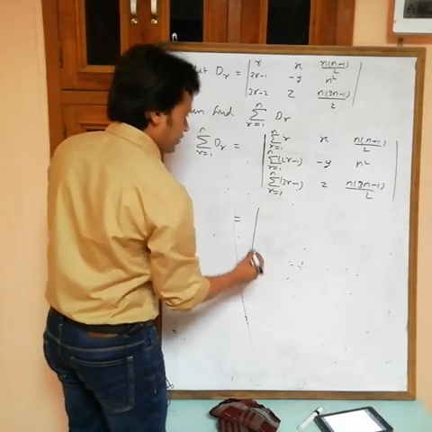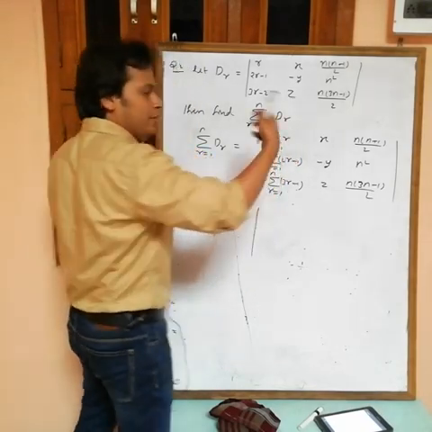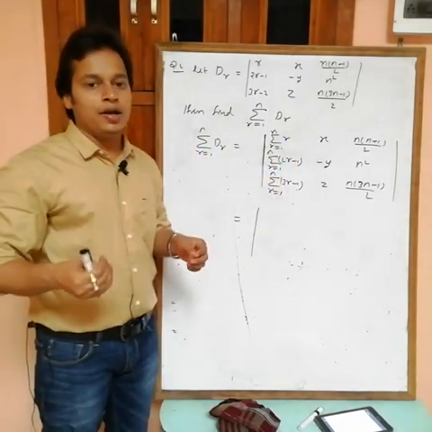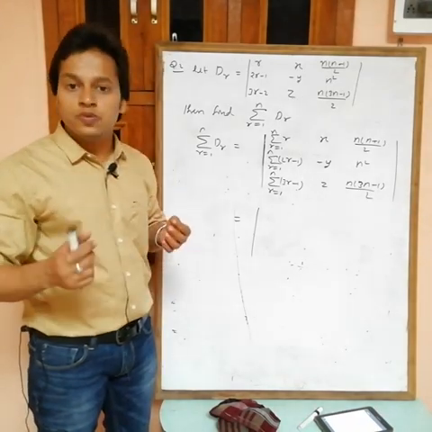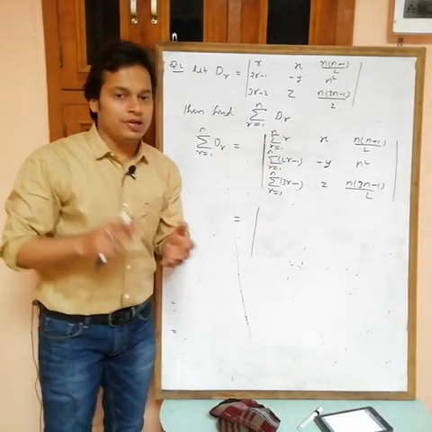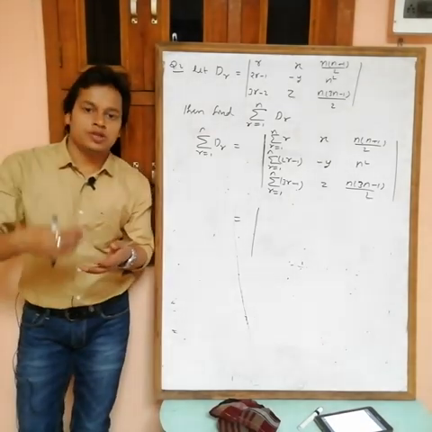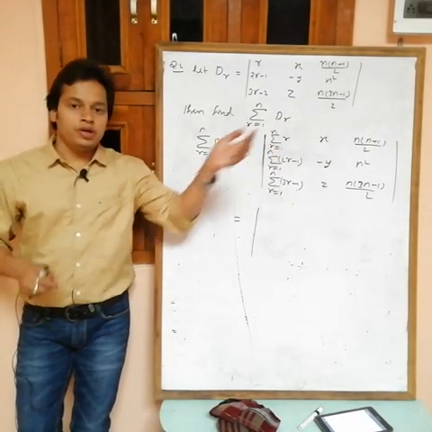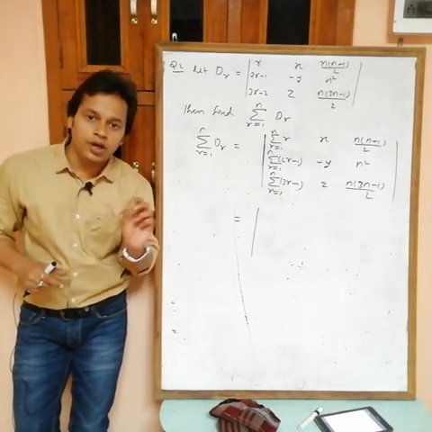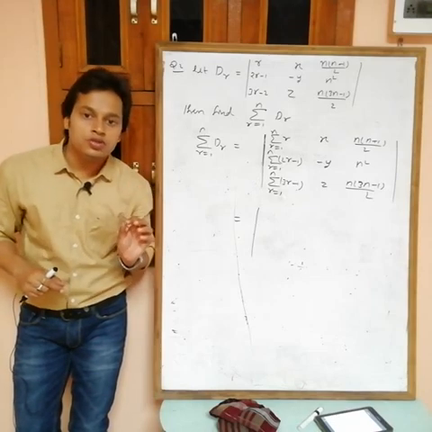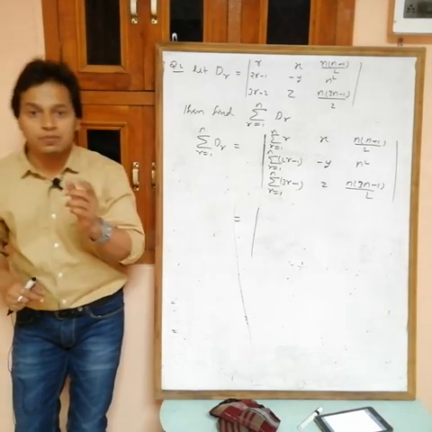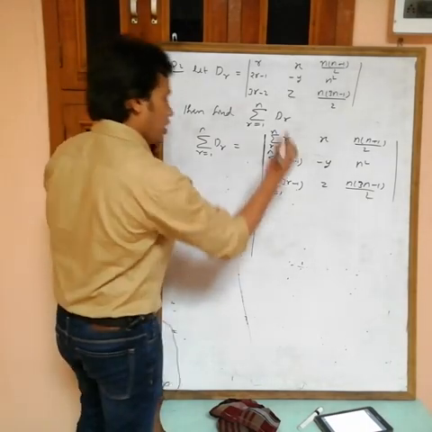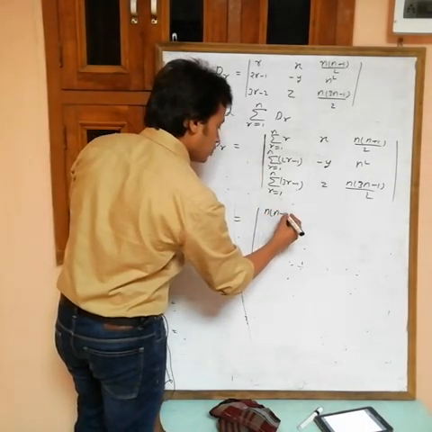Now find the value of this. Sigma r equals 1 to n of r is n into n plus 1 by 2. If you put r equals 1 you get 1, then plus 2 plus 3, so 1 plus 2 plus 3 up to n. The sum of the first n natural numbers is equal to n into n plus 1 by 2. So sigma r is n into n plus 1 by 2.